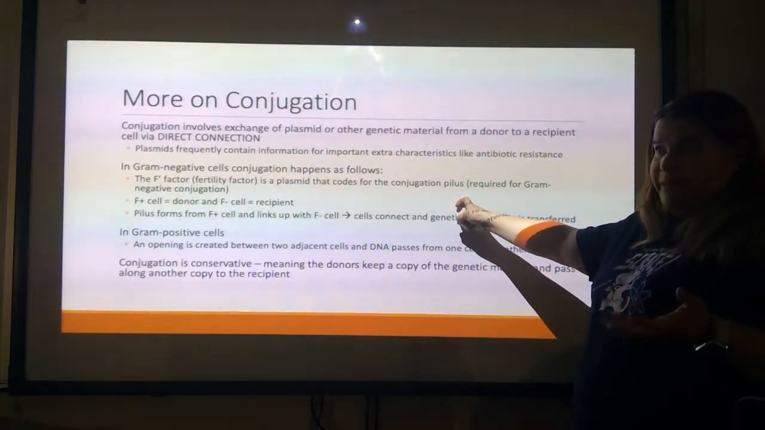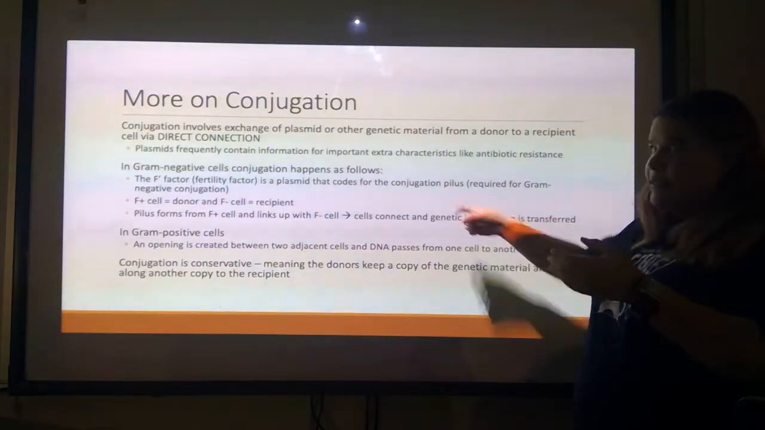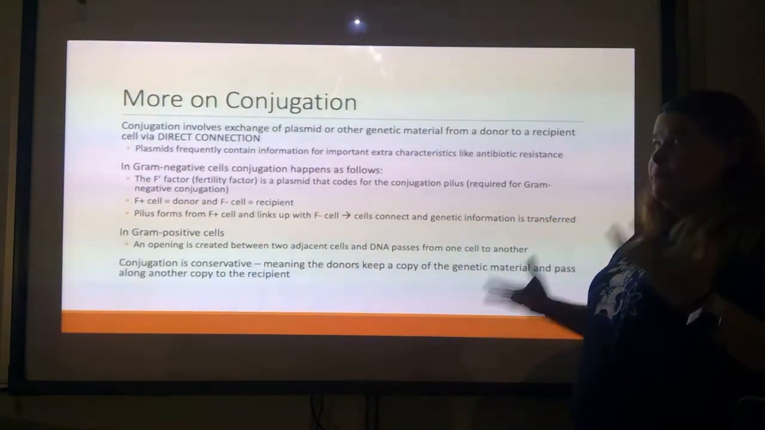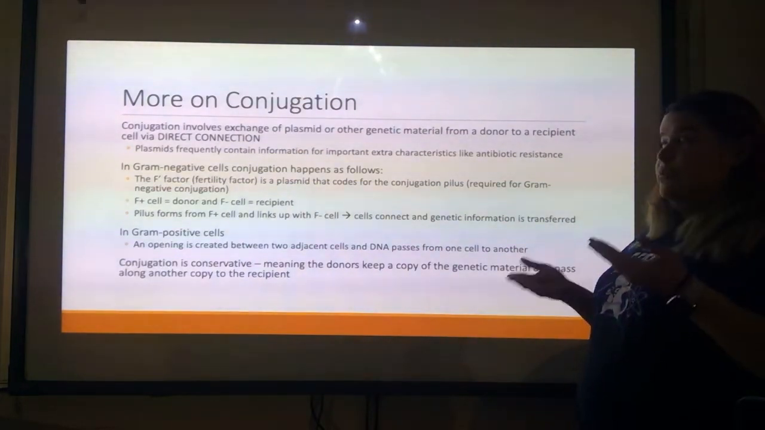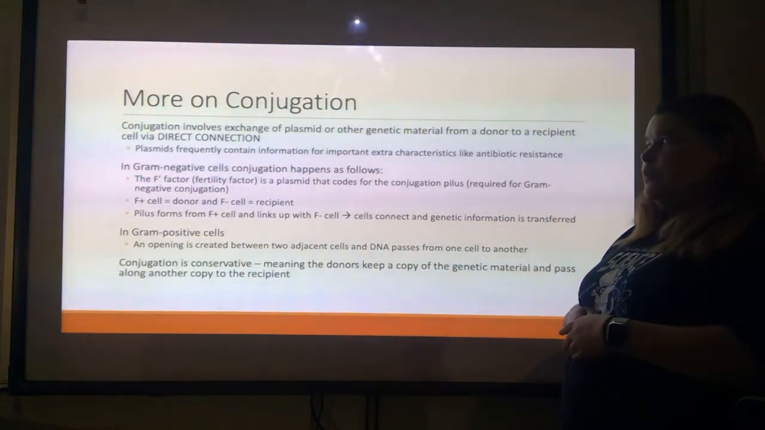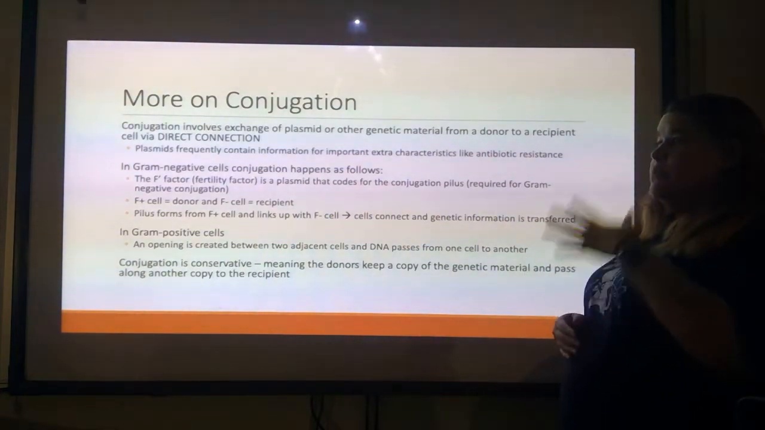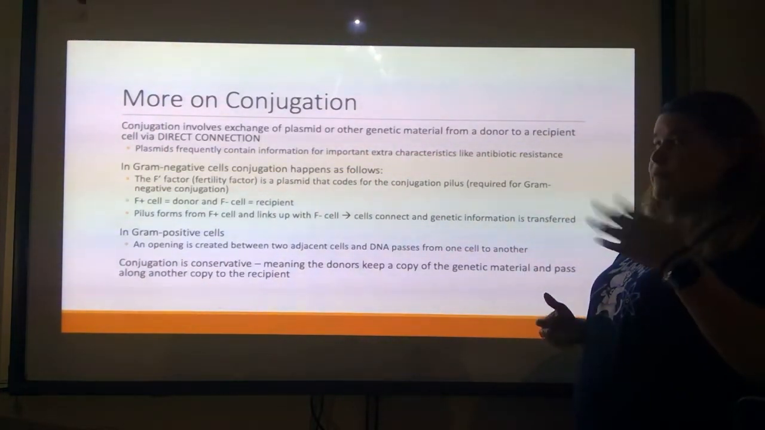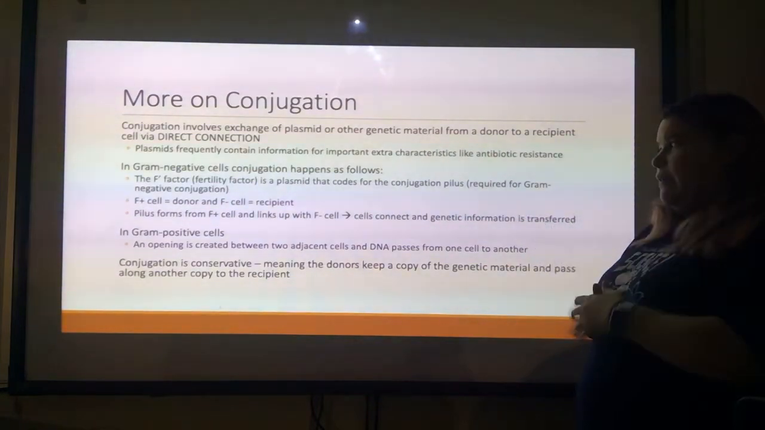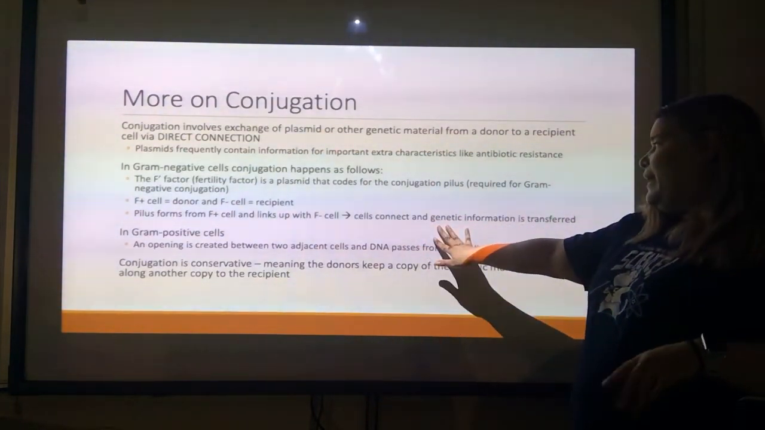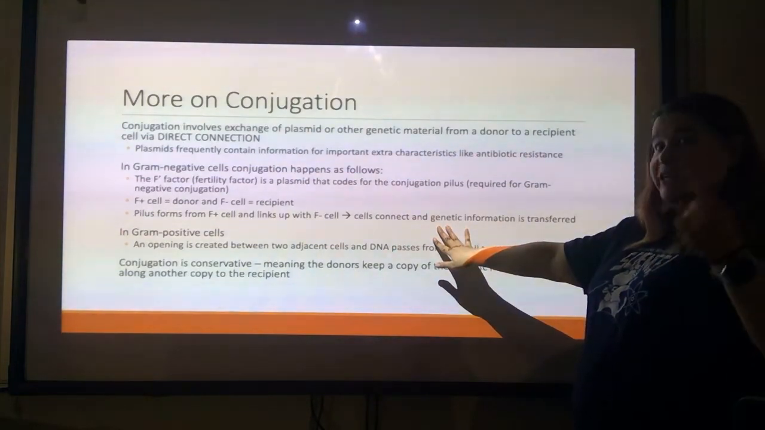In order to make the pilus, I have to have the instructions to do it. F plus will be the donor. They're the ones that actually have the pilus to share the material. F minus will be the recipient. They don't have it yet. The pilus forms on the F plus cell, the fertility positive cell, and links up with the fertility negative cell. They connect and genetic information is transferred.